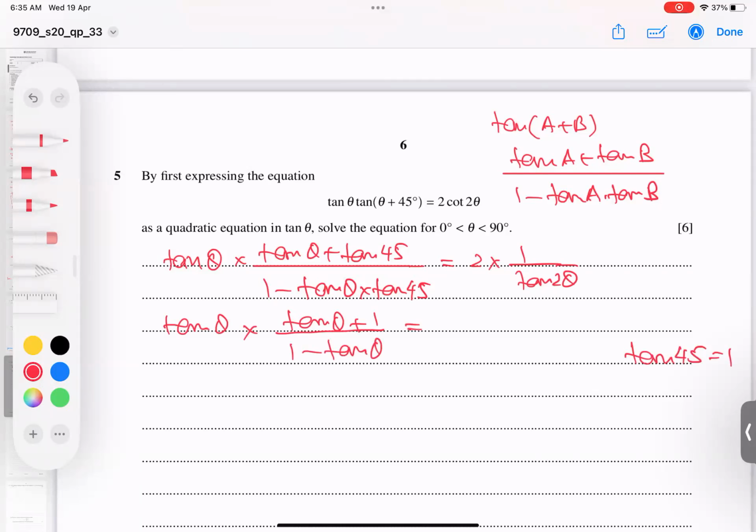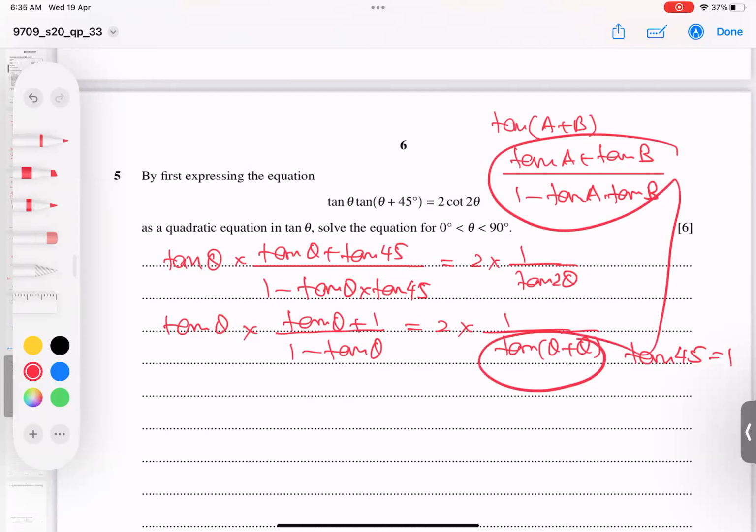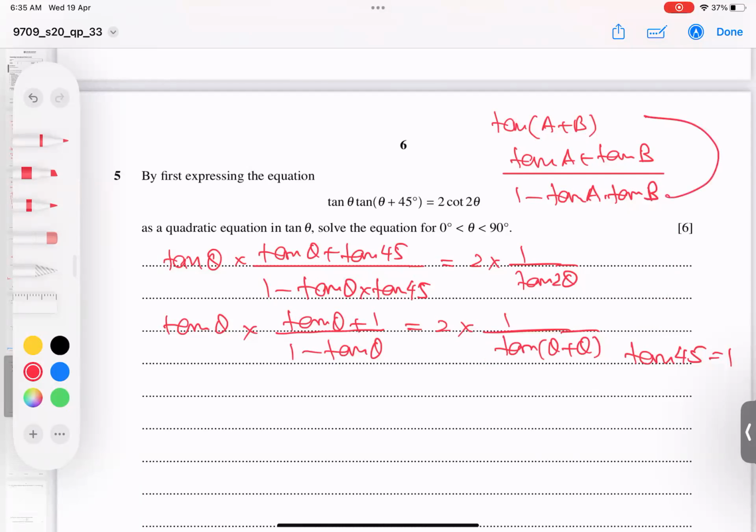Here I can apply the same approach, because there's the tan double theta formula. If you recall, 2 times 1 over tan of theta plus theta, because 2 theta is like theta plus theta. So the same formula will apply again, but make sure that because it is in fraction form, when this whole thing comes in fraction, this will go up and this I'll write down. I'm showing the full working.